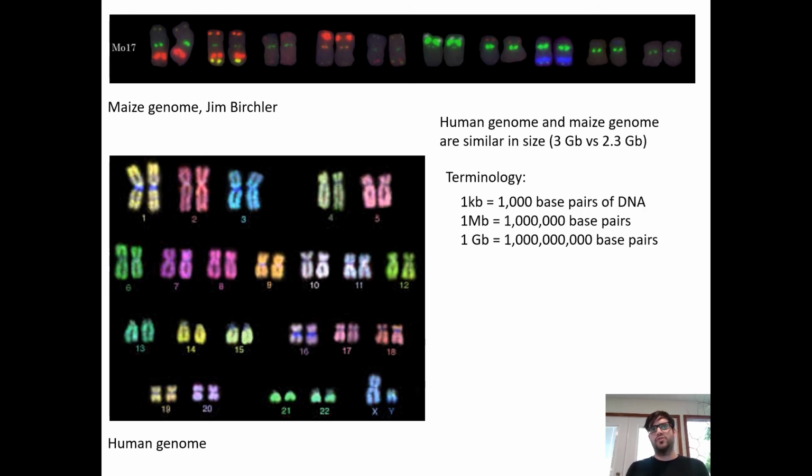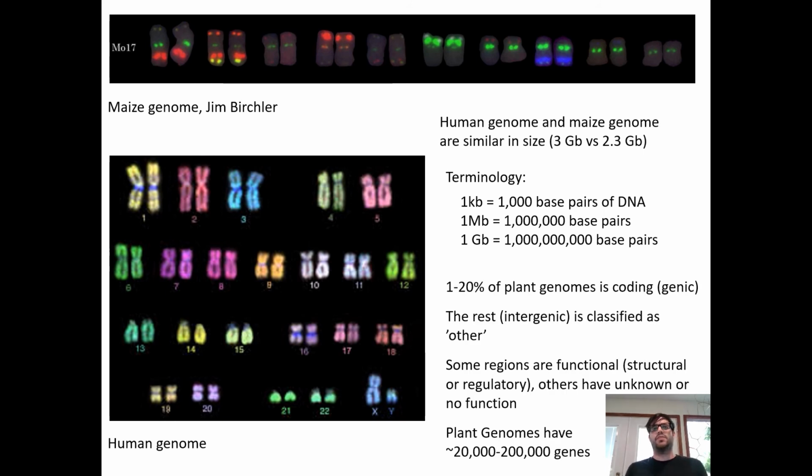We use different terminology when we talk about genomics. There are 3 abbreviations: KB, MB, and GB. 1 KB equals 1,000 base pairs of DNA, so this is 1,000 A's, T's, C's, or G's, the fundamental components of DNA. A megabase, or MB, is 1 million bases of DNA, and a gigabase is 1 billion bases. So if we're talking about the maize genome, we could say 2.3 gigabases, 2,300 megabases, or much larger in kilobases.